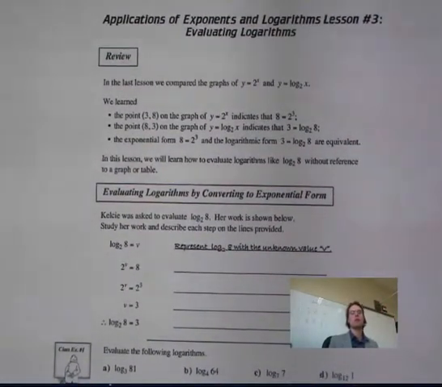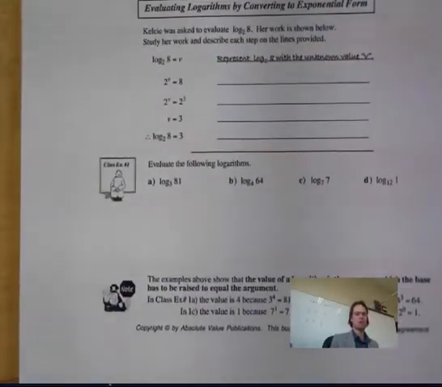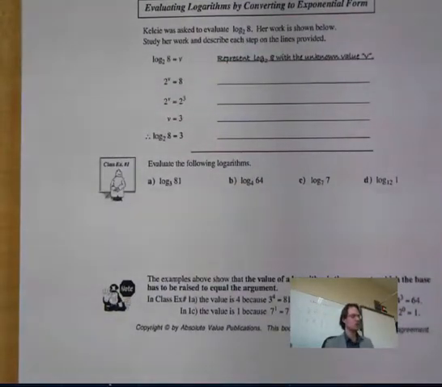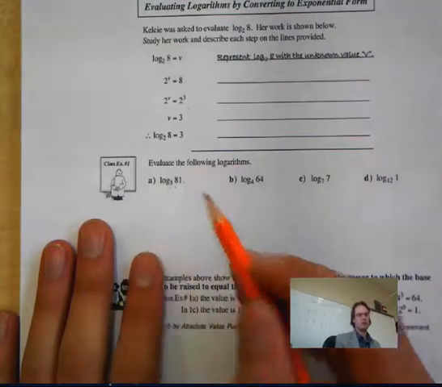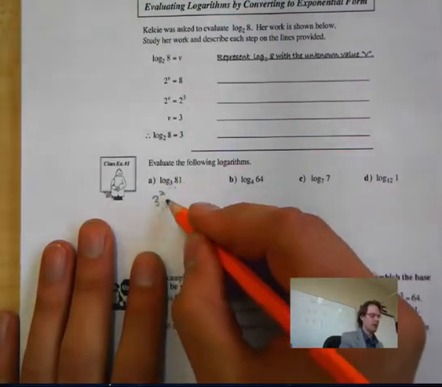Today we are looking at evaluating logarithms. Okay, so let's take a look at our first example here. It is just solving. Evaluating means just solve for the logarithm. This is saying 3 to the power of something is equal to 81. So 3 to the x is equal to 81.